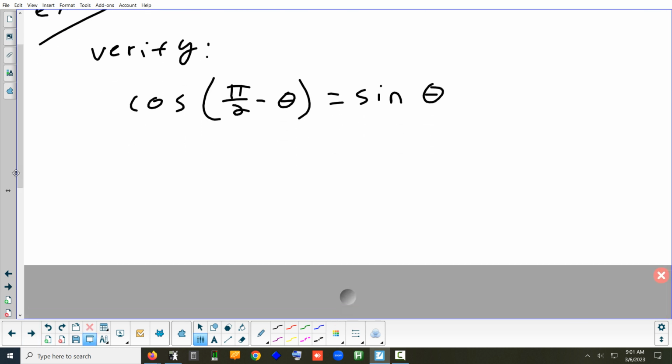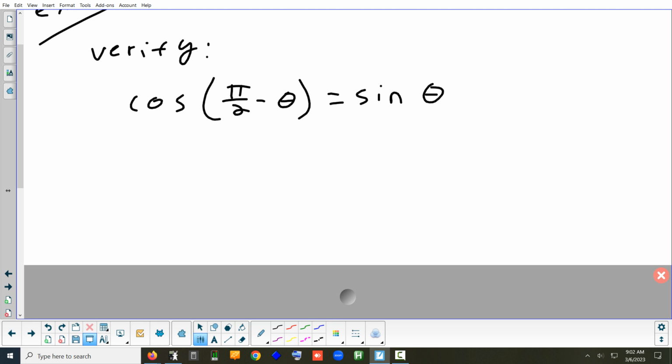All right, let's try this one. This one says to verify that this equals that. So a little bit different than calculation. Okay, we're not going to get a number for an answer this time. We're just going to try to simplify the left-hand side.